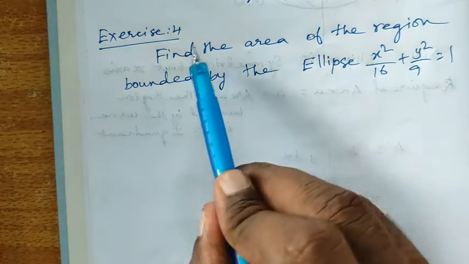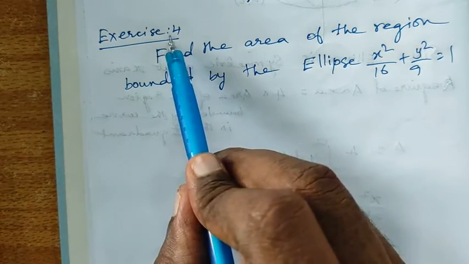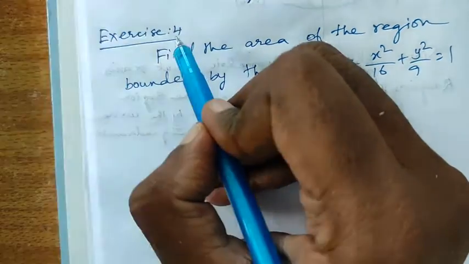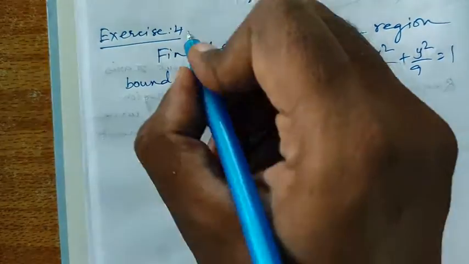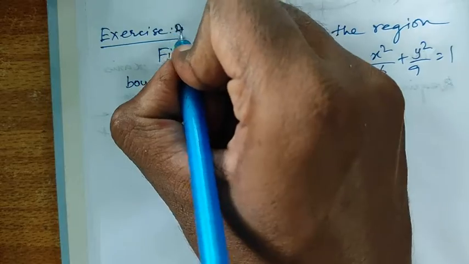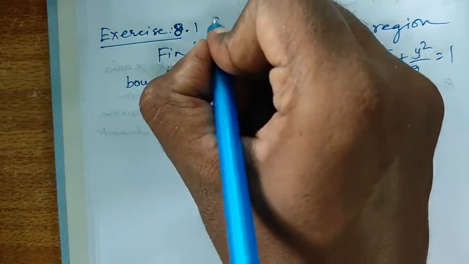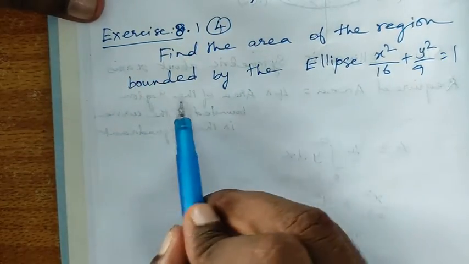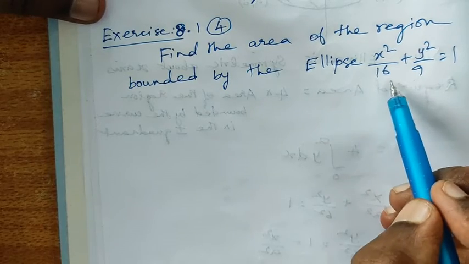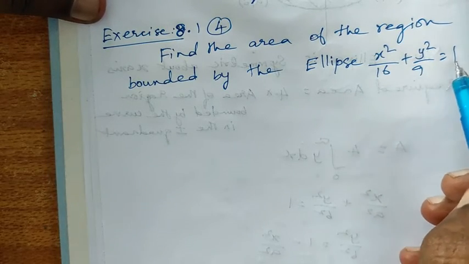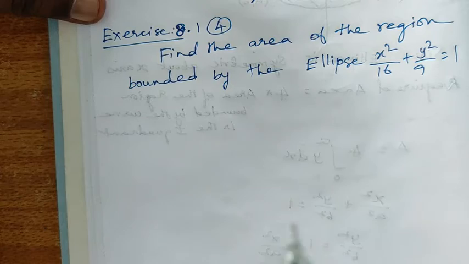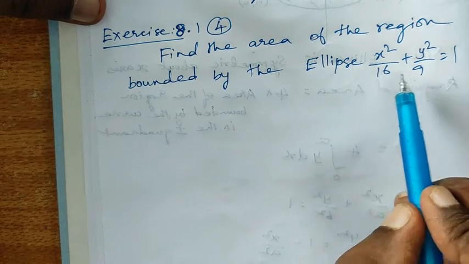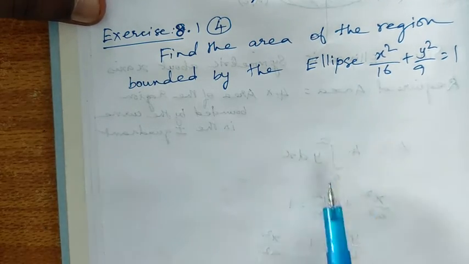So next question, exercise 8.1, fourth sum: find the area of the region bounded by the ellipse x square by 16 plus y square by 9 is equal to 1. It is similar to the previous problem. Instead of a and b, some values are given.